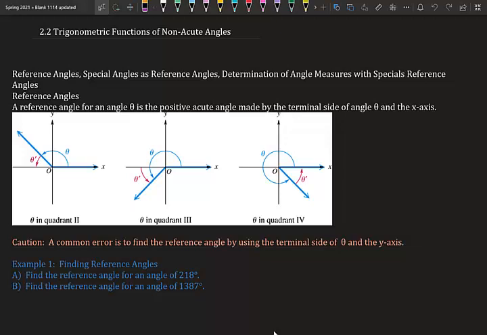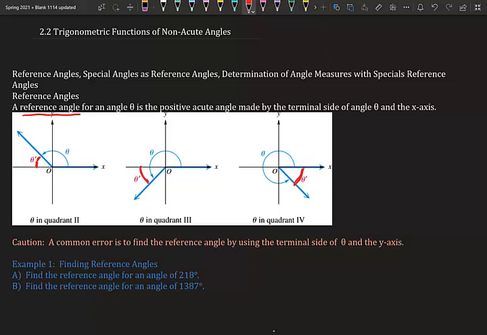A reference angle for an angle theta is the positive acute angle made by the terminal side of angle theta and the x-axis. So basically it's how far are you from the x-axis? That's what the reference angle is. See here? How far are you from the x-axis? Only the x-axis. Remember, we hardly ever care about y, it's all about x.